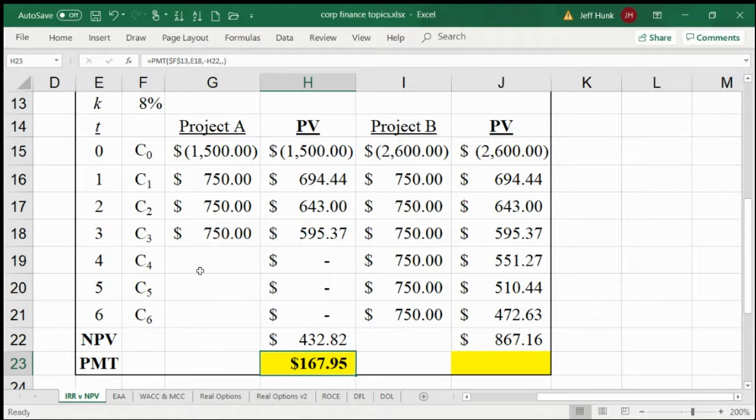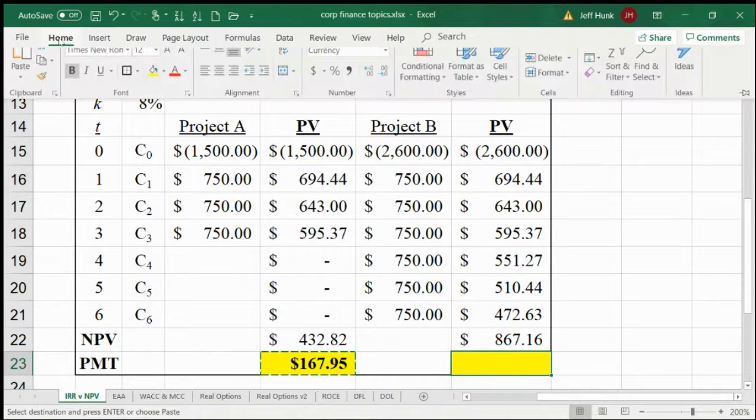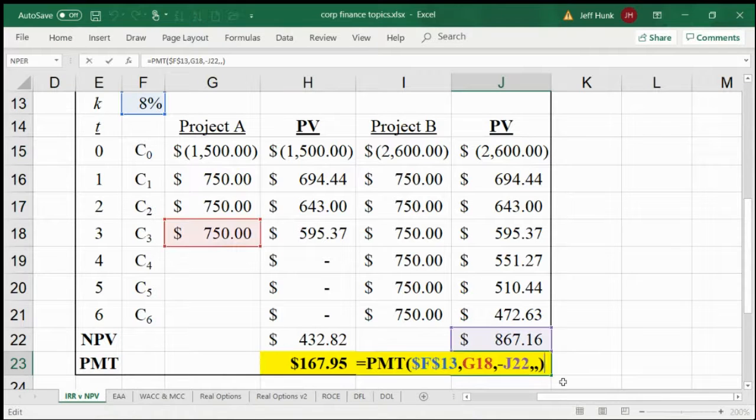Okay, and then I'm going to copy that. So in other words, if you're receiving an annual annuity of 167.95 for 3 years, the present value of such an annuity is 432.82, right? And then by the same process, of course, you will have to make an adjustment.